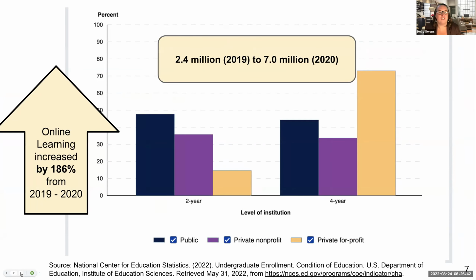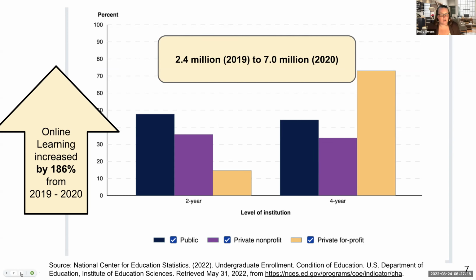So I took a little bit of time to do some research, and I have been working on a dissertation in the background. So this wasn't difficult for me to find in the IPEDS and the National Center for Education Statistics. From 2019 until 2020, and obviously because of COVID, it's related a lot to that, there were 2.4 million people online, and now in 2020, and I'm sure it's more now, there's 7 million. That's a 186% increase in online learning.